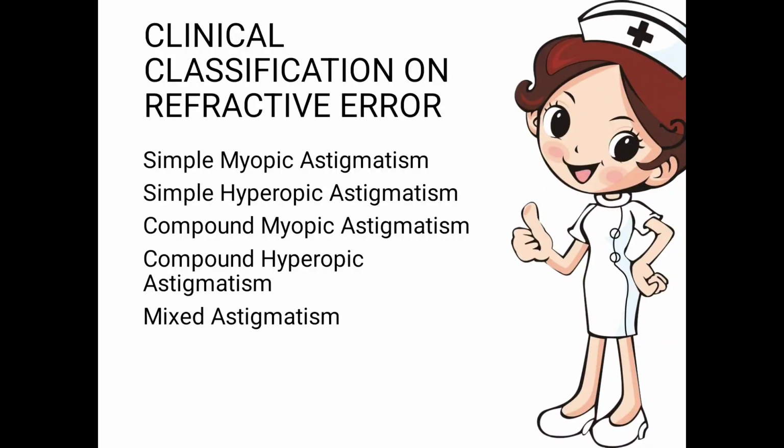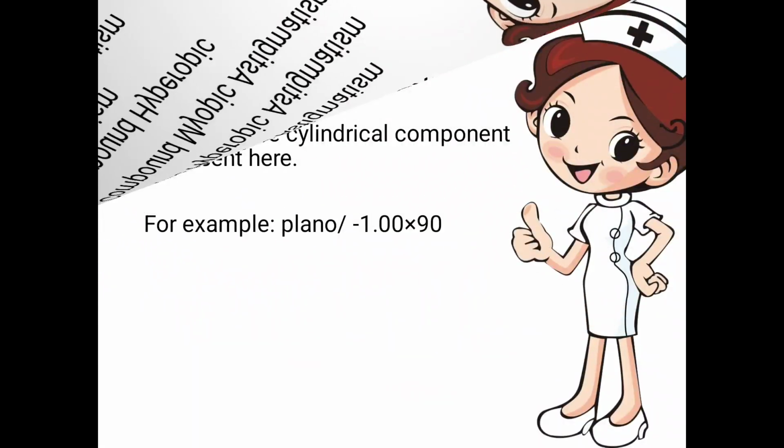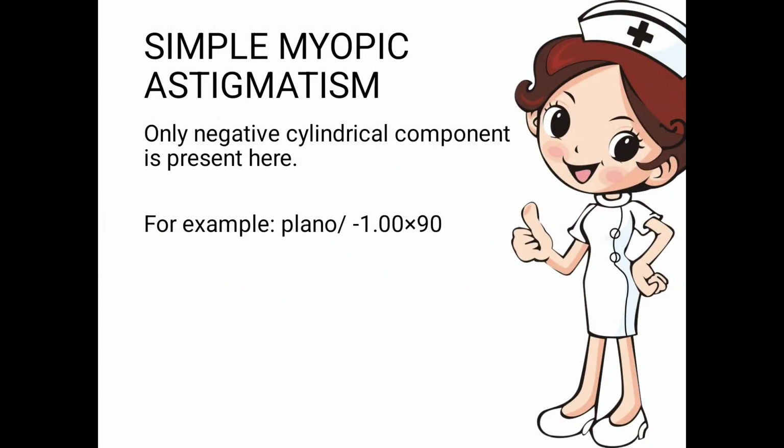Clinical classification on the basis of refractive error. Now, simple myopic astigmatism, simple hyperopic astigmatism, compound myopic astigmatism, compound hyperopic astigmatism, and mixed astigmatism. All these are classifications which are based upon the refractive error. First one is simple myopic astigmatism. In this case, only a negative cylindrical component will be present.